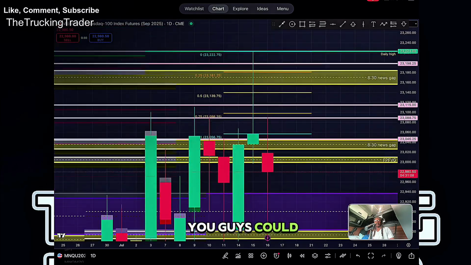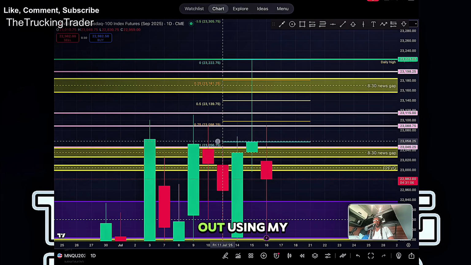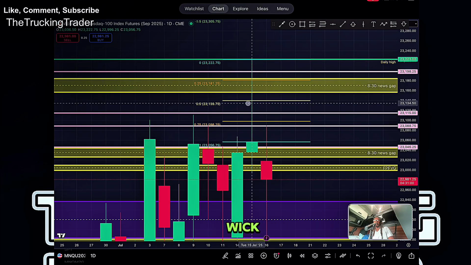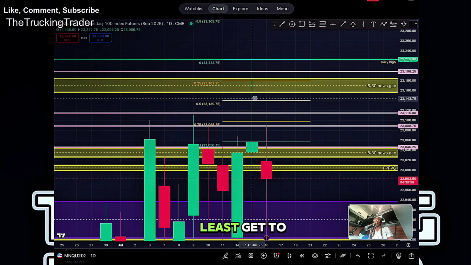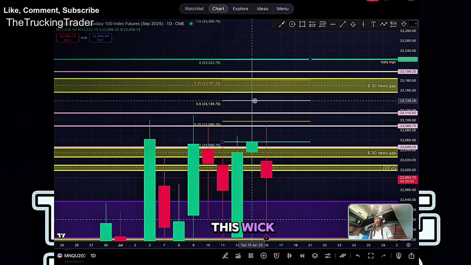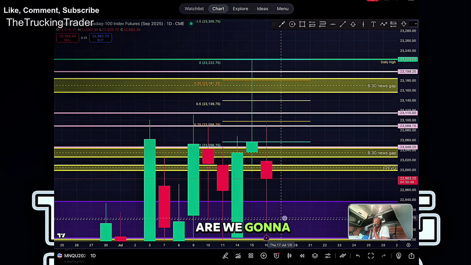And then as you guys can see, what I did was I marked out, using my Fibonacci tool, I measured this wick from the low of the wick to the high of the wick. And I was trying to see, was price going to want to at least get to the midpoint of this wick. And from there, I was going to see how price was going to react. Are we going to retrace back down, or are we going to keep going up top?